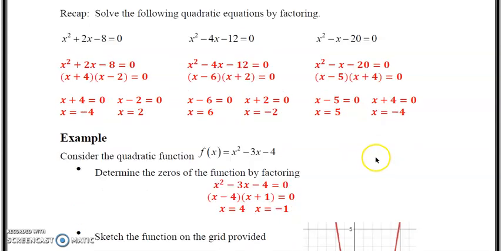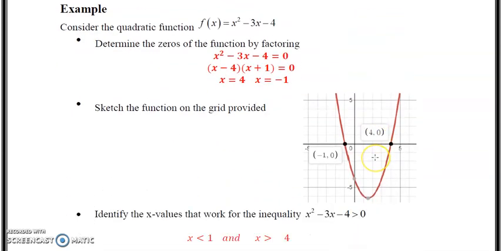So now we're going to take a look at this function. It says consider the following function: f of x equals x squared minus 3x minus 4. Determine the zeros of the function. So that turns it into an equation, right? We set f of x, which is essentially our y value, equal to 0. We solve for the two x values. We get x equal to 4, x equal to negative 1.